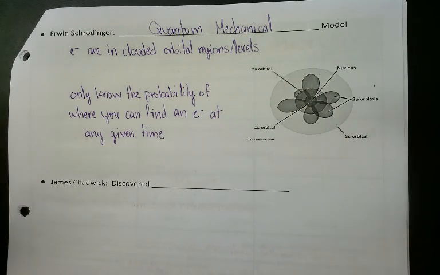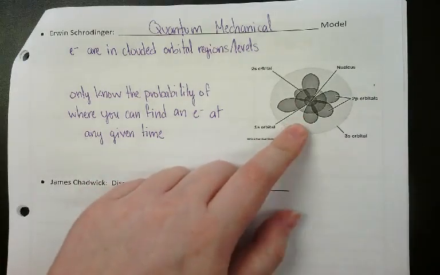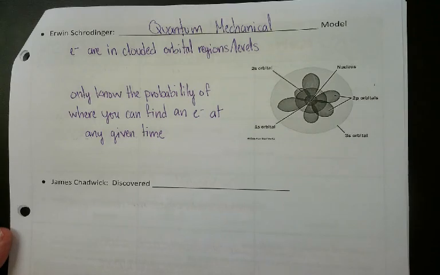And we're going to talk more about this next unit. We actually go deep into the quantum mechanical model and talk about things like electron configuration that have to do with Schrödinger's model. All you need to know for this unit is that this is Schrödinger's model. It's called the quantum mechanical model. It is the most up-to-date model that we use.